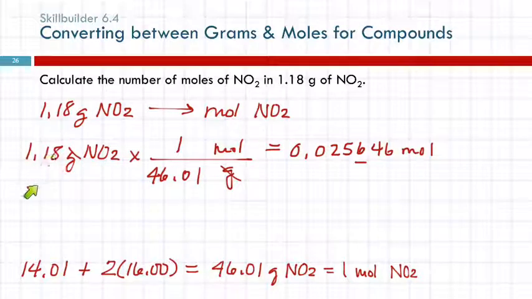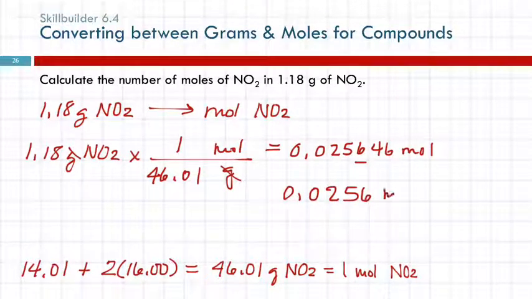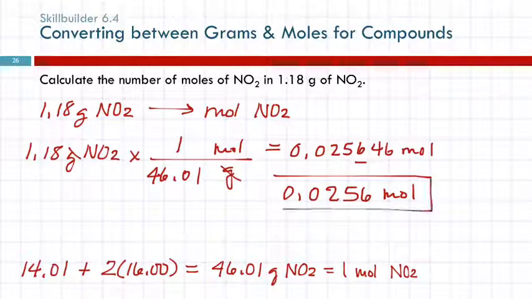I'm looking at the 3 significant figures I started with. It's more than what's in here. So I'm going to keep 2, 5, 6, and then I wrote those down out of habit, and now I'm going to round it, and there's the number of moles.